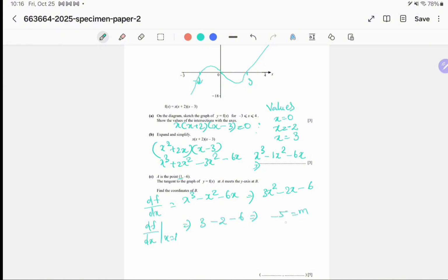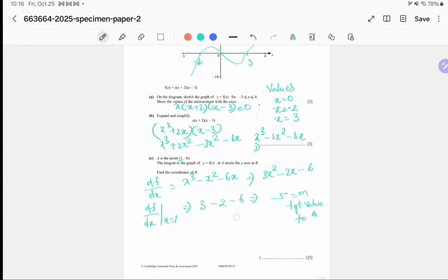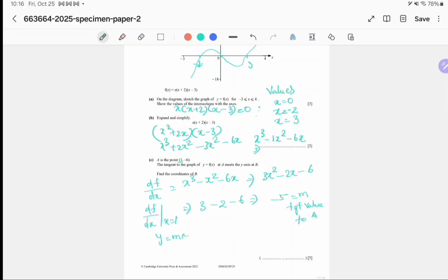This is m, the gradient of the tangent, whichever way it can be represented. Now we can use the formula y is equal to mx plus c. We can substitute y equal to minus 6, which is given, and m is minus 5, which we have calculated in the earlier part, and x is 1. So minus 6 equals minus 5 plus c. When you move this to the other side, minus 6 plus 5 equals c, which is equal to minus 1. Okay, c is minus 1.